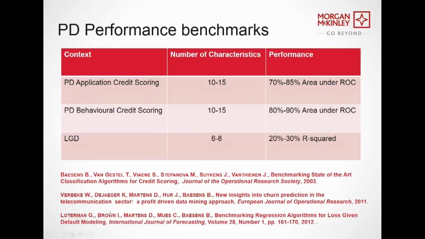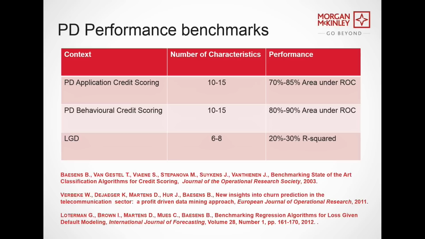Here you can see some PD performance benchmarks that we obtain in our research. As I already said, when we do PD modeling, you can make a distinction between application and behavioral credit scoring. Application credit scoring, remember, focuses on deciding upon the creditworthiness of new credit applications. Behavioral credit scoring focuses on monitoring the credit risk of your current portfolio. You can also see LGD included.